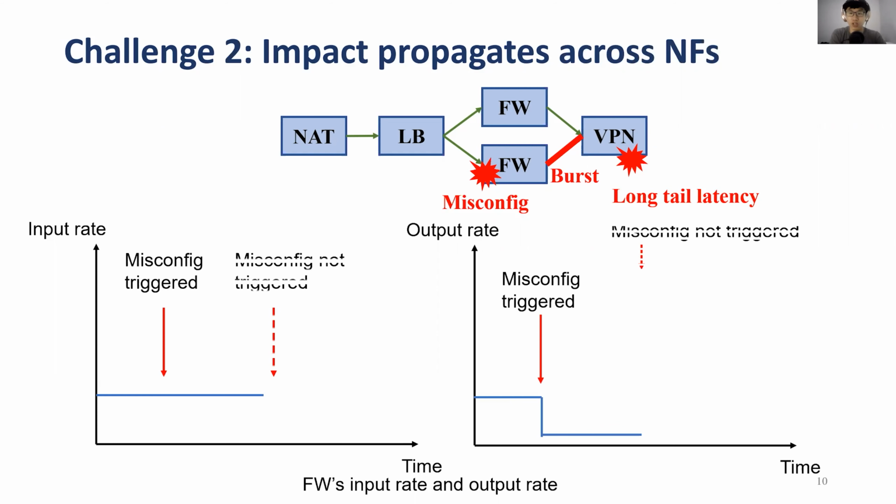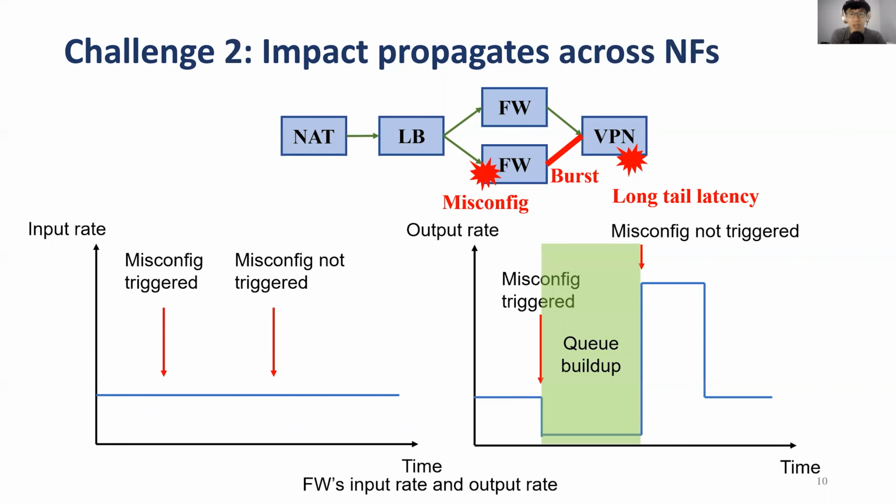After the misconfiguration ends, the output rate becomes much higher than a normal value, which sends a burst to the VPN. The reason for the burst is that during the misconfiguration time, the queue is built up with many packets, and after the misconfiguration ends, the firewall sends those packets as fast as possible, which forms a burst. As a result, the misconfiguration in the firewall propagates to the VPN, which means the impact can propagate across network functions.